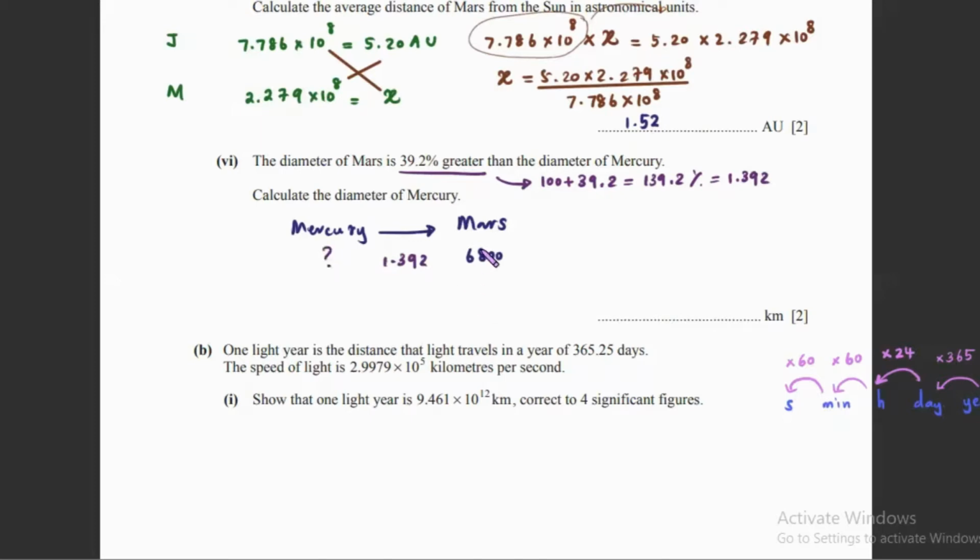In that case, this 6,800 has to be divided by this multiplier. If the diameter of Mercury is given and you're supposed to find the diameter of Mars, in that case, the diameter of Mercury has to be multiplied by this 1.392. So in this case, we will have to do the division. So when we do the division, we have 6,800. I need to divide it by 1.392. So when I do this, the value that I get here will be the answer.